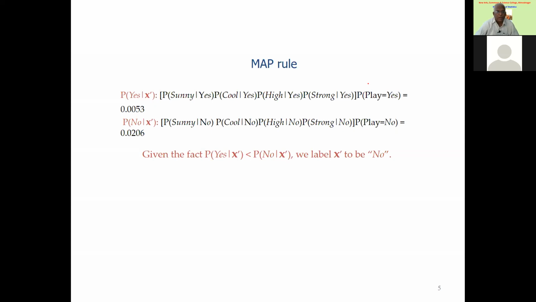If you come to the counterpart, probability that I should not play given the instance x. So it is probability that day is sunny, I should not play. Probability that it's a cool day, I should not play. Probability high humidity, I should not play. Probability strong wind, I should not play. Into probability, I should not play. It is 0.0206.